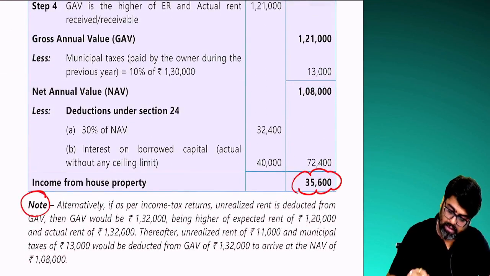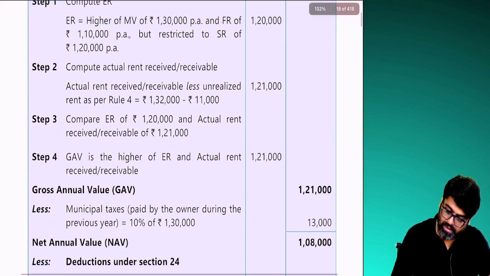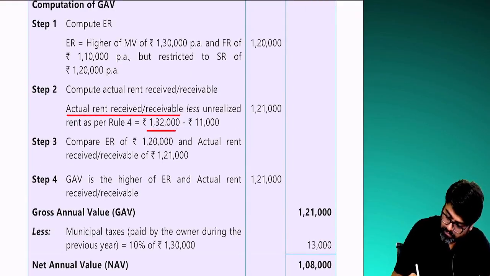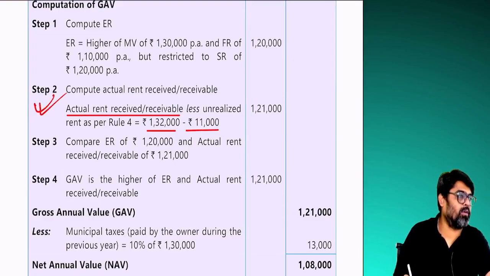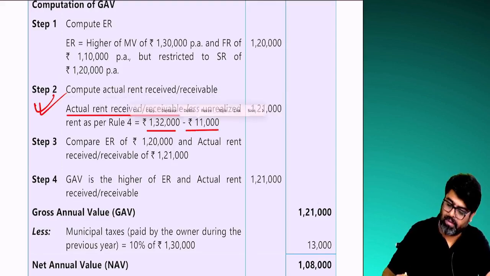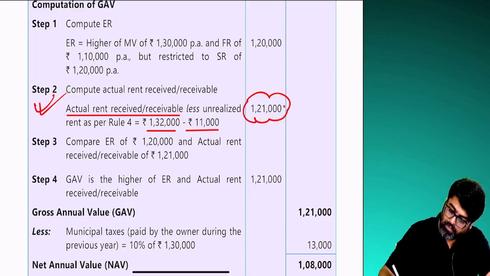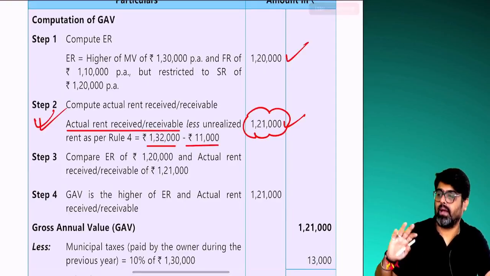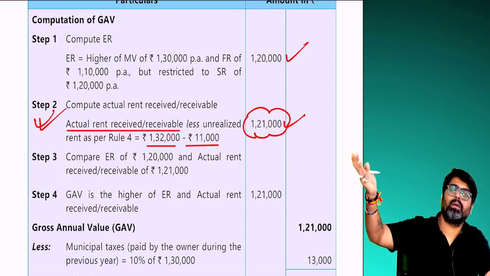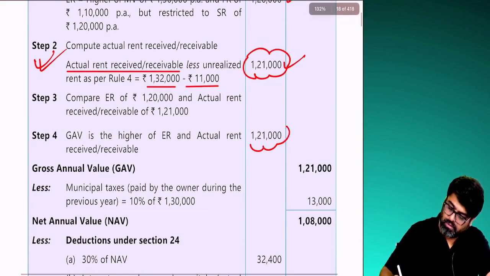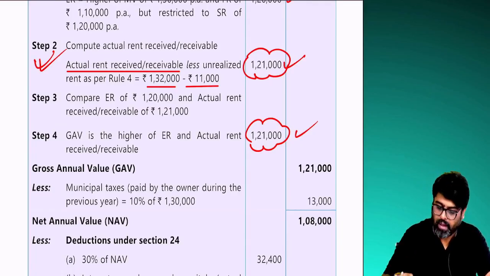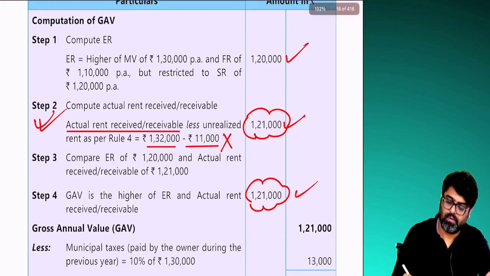Now what is this note? I'll tell you. See, what they have done, no? Can you see actual rent? How much was actual rent? And out of actual rent only, they have reduced 11,000. So your actual rent becomes 1,21,000, and they have compared it with expected rent. So higher amount is GAV. We also got 1,21,000.